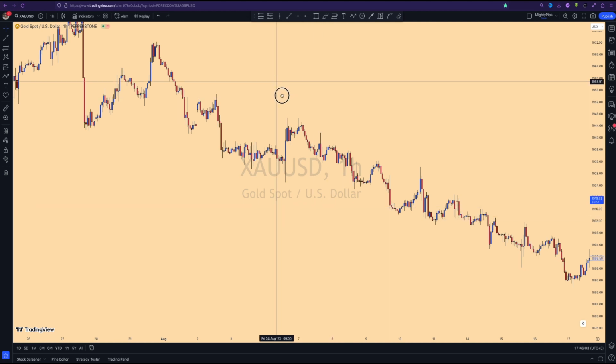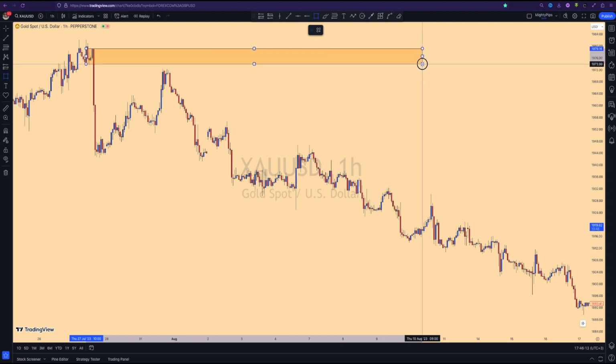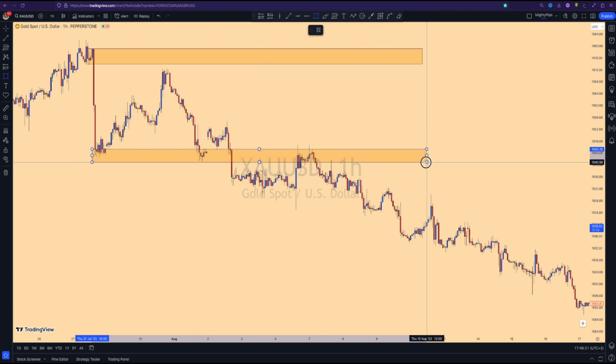Some people like to call levels on the chart that market structure leaves behind as a footprint. They like to call them supply and demand, but you can call it whatever you like. You can call it supply, demand, or support and resistance.